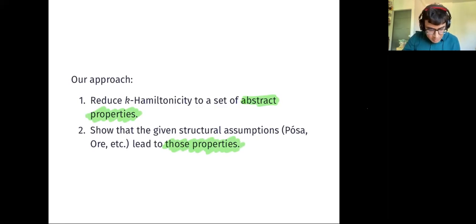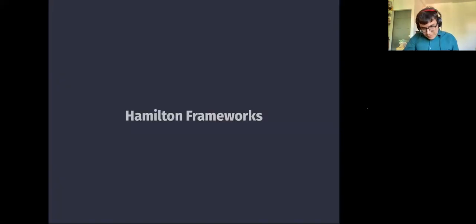Let me say something about what these properties are. We call this a Hamilton framework, and a Hamilton framework is a structure which, if you have it in a graph, you will essentially have this power of a Hamilton cycle. Let me say just a few obvious things. If you have a Hamiltonian graph which is non-bipartite, then your graph is connected. Well, of course, it should be connected. You have a Hamilton cycle.